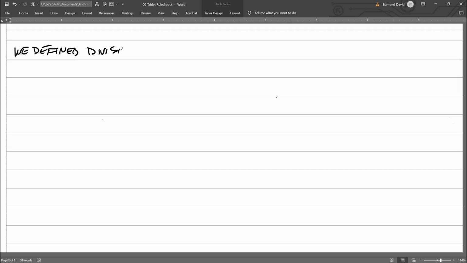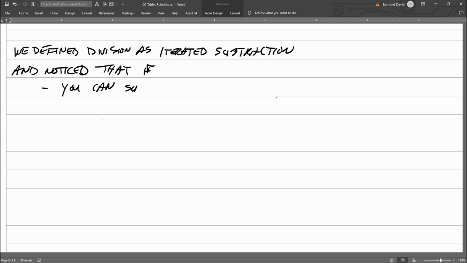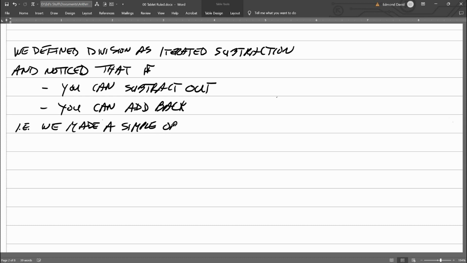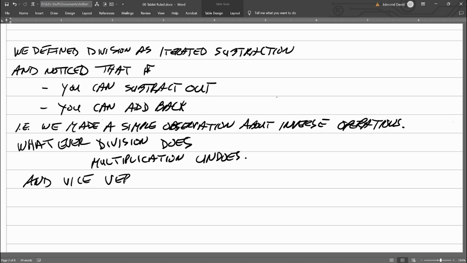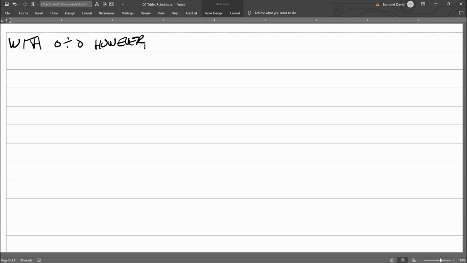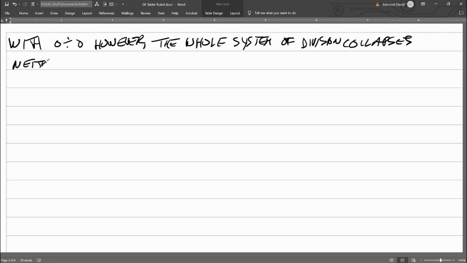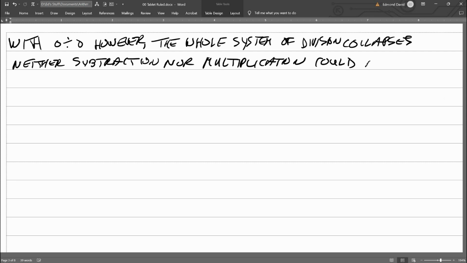We started by defining division as iterated subtraction and merely observed that if you can subtract out, you can add back. In other words, we made a simple observation about inverse operations. Specifically, whatever division does, multiplication undoes, and vice versa. With the problem of 0 divided by 0, we watched the system of division collapse. Neither subtraction nor multiplication could produce one unique answer to the question, how many times can you subtract 0 from 0?